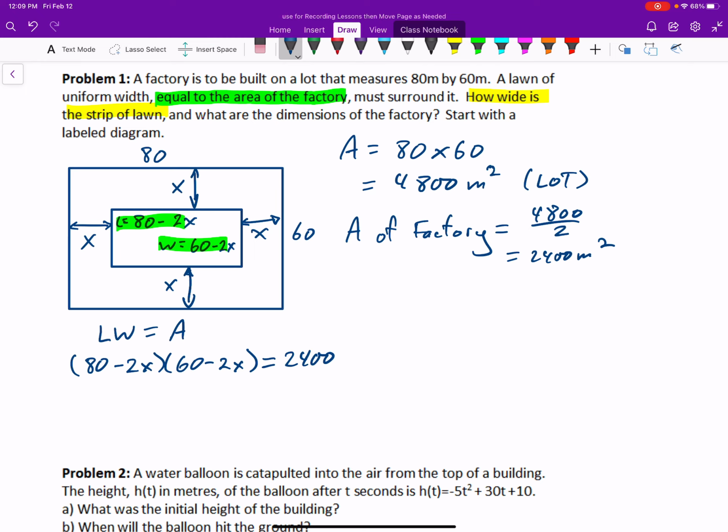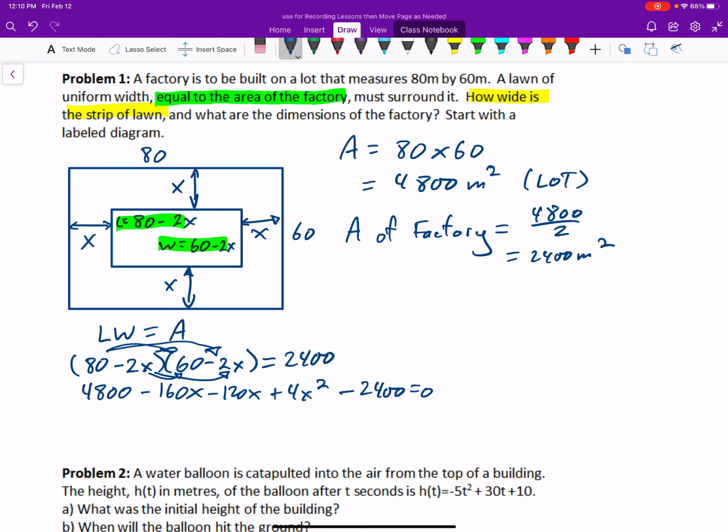Well, not quite like this. I would have to bring the 2,400 over to the other side. But let's put it into standard form. That's good practice anyway. So I'm going to do FOIL to expand this out. So first times first, 80 times 60 gives me 4,800. And then outside times outside, 80 times negative 2x gives me negative 160x. And then negative 2x times 60 gives me negative 120x. And then last times last, negative 2x times negative 2x gives me positive 4x squared. And I can bring that 2,400 over to the other side. I get negative 2,400. So that equals 0.